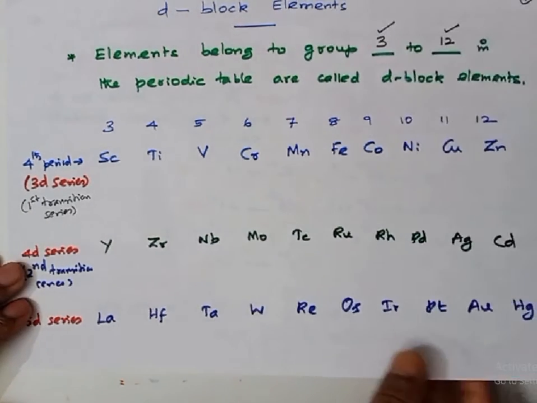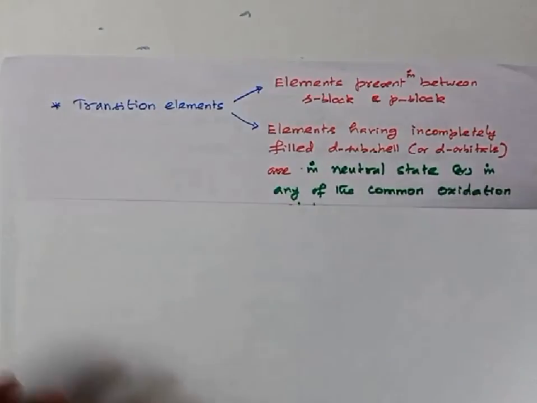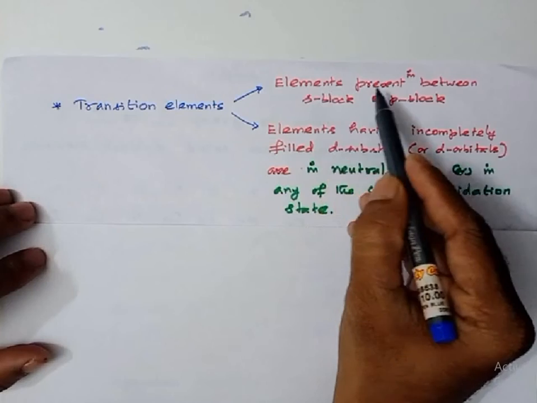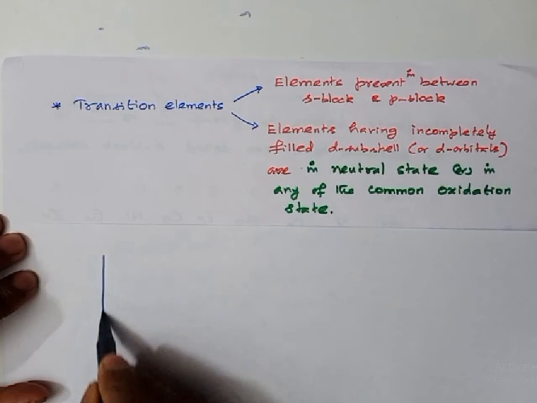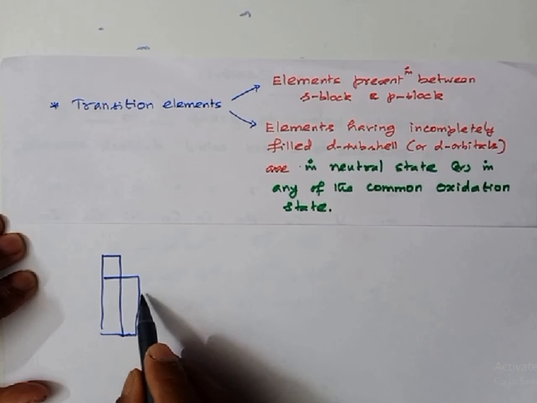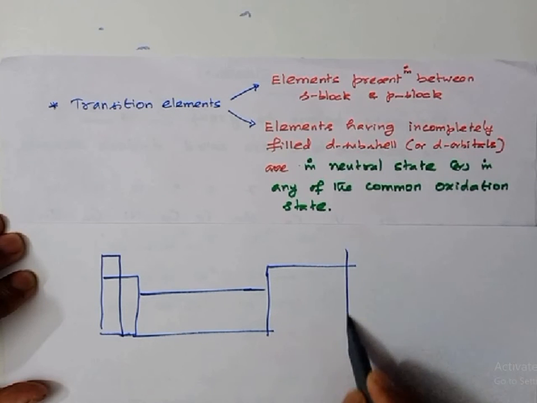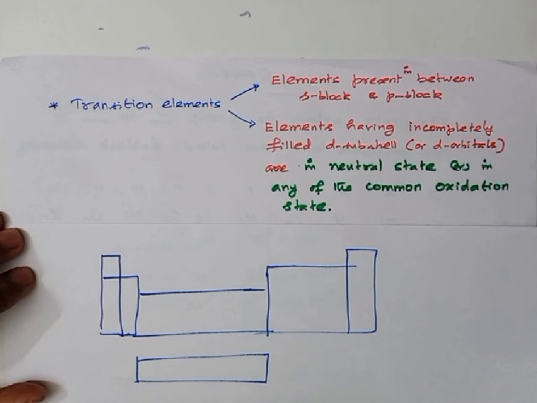Then the next important point is: what are transition elements? Transition element, the old definition is this: elements present in between S block and P block. You know very well, in the periodic table we have 4 blocks of elements. This is S block, and we have P block here, and we have a separate block at the bottom of the periodic table.